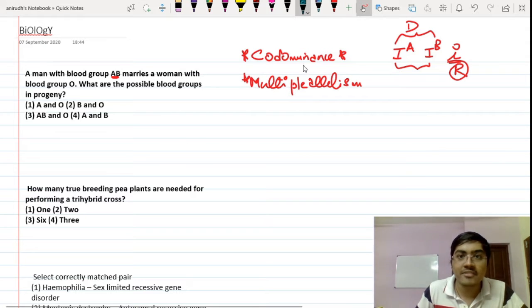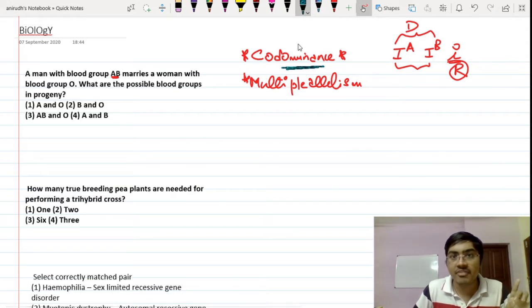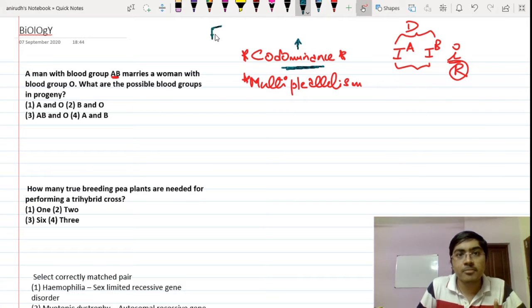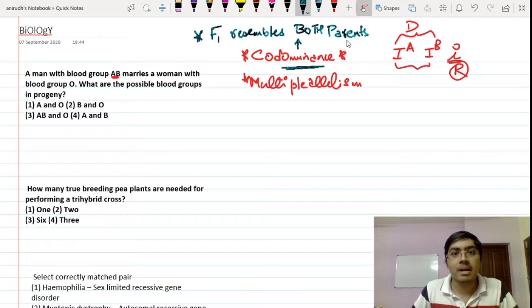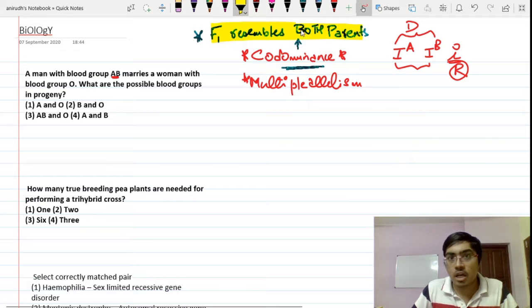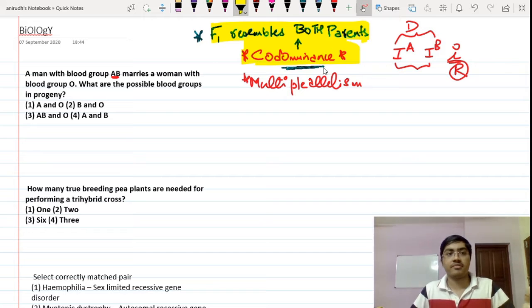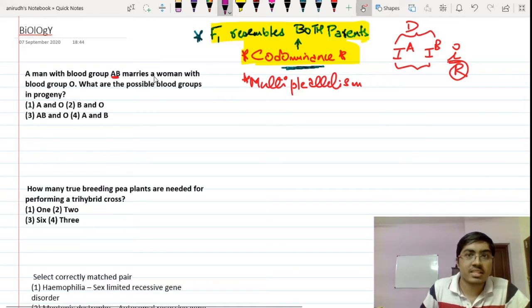The question that you normally get for codominance is a condition where the F1 progeny resembles both the parents. This is a very important sentence. I have directly taken it from NCERT. I have seen this question coming many times in all exams, all practice tests, even in the NEET exam. So the condition where the F1 progeny resembles both parents is codominance. Mark it now in the textbook and read it again before the NEET exam, which is about to come in another week. Let's proceed to the solution of this question now.